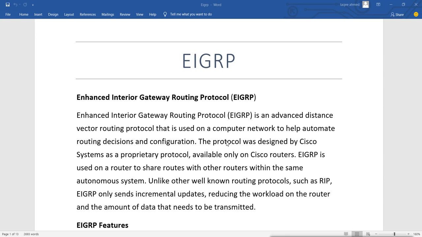The only drawback this protocol has is that it is a proprietary protocol. It is designed by Cisco Systems, so it only works on Cisco devices. You are not able to use this on any other devices or any other company's devices. It works on only Cisco devices. OSPF is an industry standard, and we can use it on any routing device.